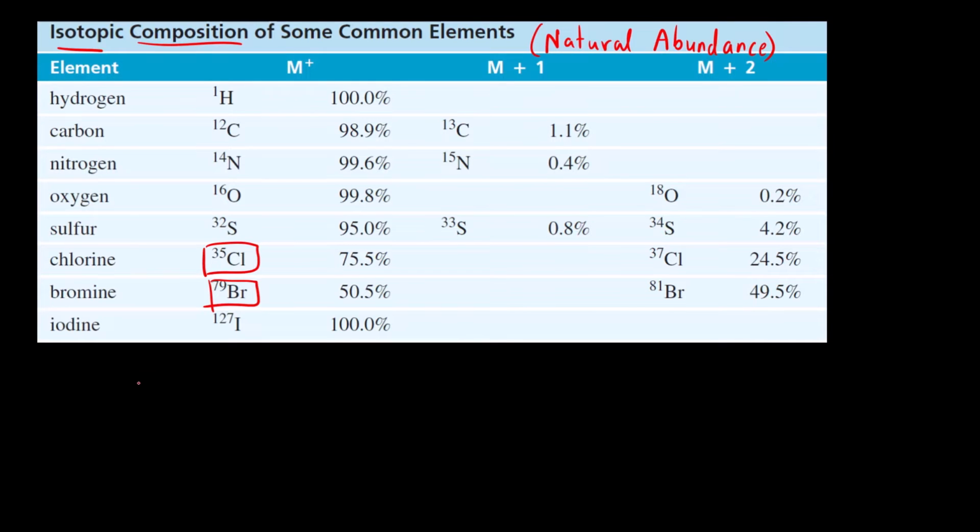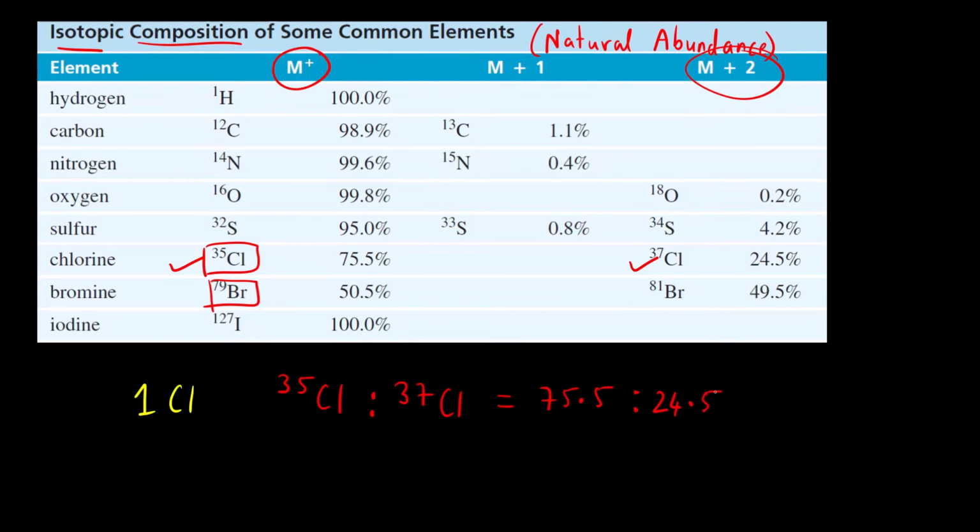So how do you calculate the intensity ratio? Suppose there is one Cl atom. How many isotopes of chlorine are there? There are two isotopes. One will be seen at M plus and another at M plus 2. You can see one is 35 Cl, another is 37 Cl, that is chlorine having atomic mass of 37. So how do you find the ratio, 35 Cl to 37 Cl? What is the percentage given? 75.5 to 24.5.